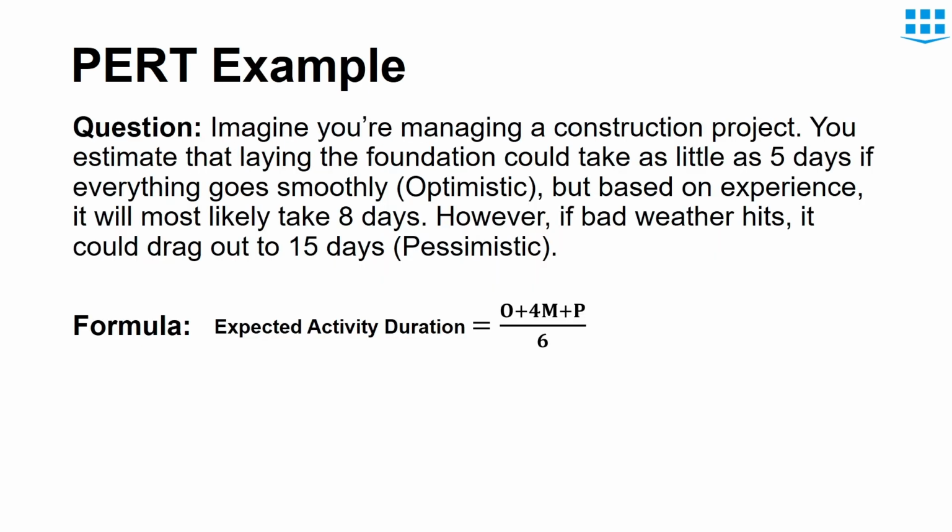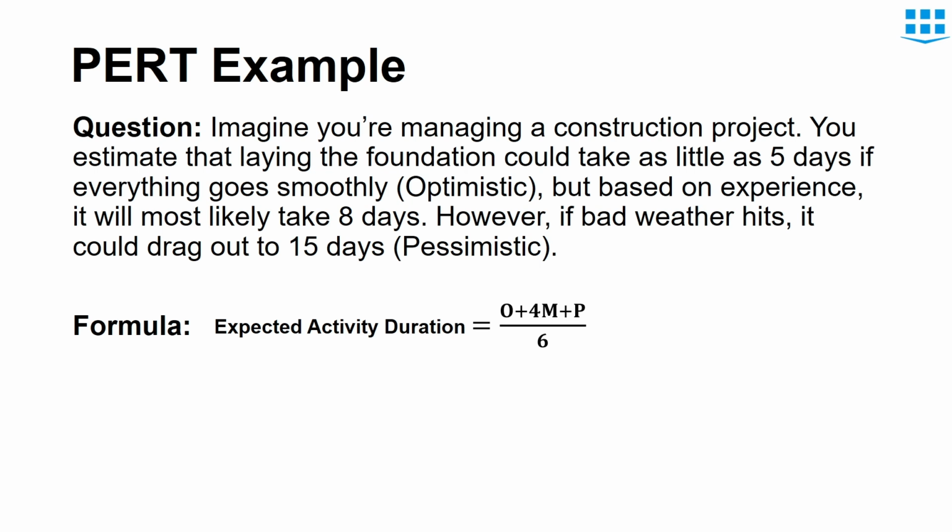Now let's take a real life example. Imagine you are managing a construction project. You estimate that laying the foundation could take as little as 5 days if everything goes smoothly, but based on experience, it will most likely take 8 days. However, if bad weather hits, it could drag out to 15 days. Here you can see that the optimistic, most likely and pessimistic terms are explicitly mentioned, but in the exam the questions would be tricky and you will have to analyze which formula should be used. It can be either PERT or triangular distribution.